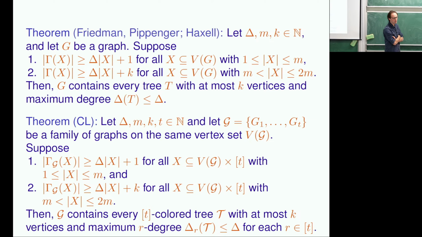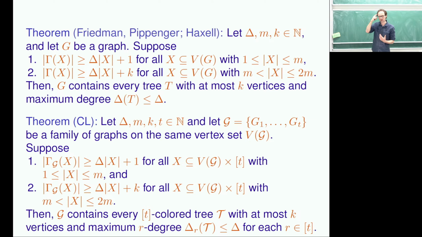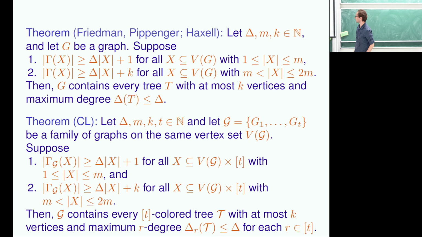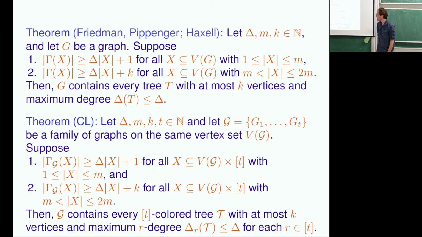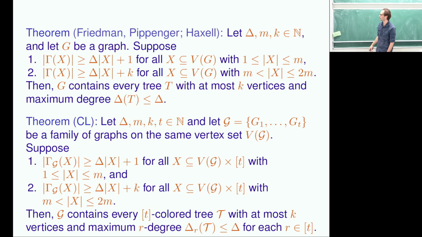I think it's mostly about finding the right statement to say. And so the conclusion is that we find every tree with maximum degree of R in each color.